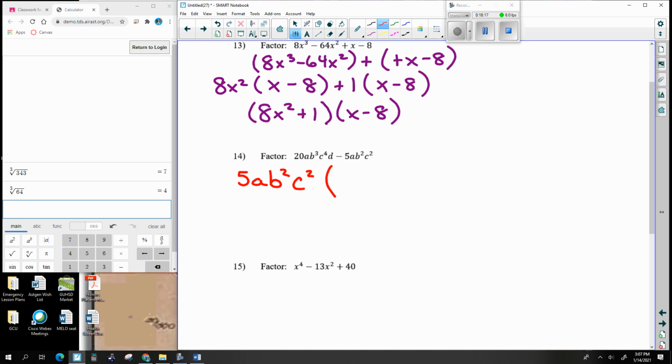So here we go. 20 turns into a 4, A goes away, B to the third turns into a singular B, C to the 4 turns into a C to the 2, and D remains. Okay, the second one. 5 goes away, or AKA turns into a 1. A goes away, B squared goes away, C squared goes away.